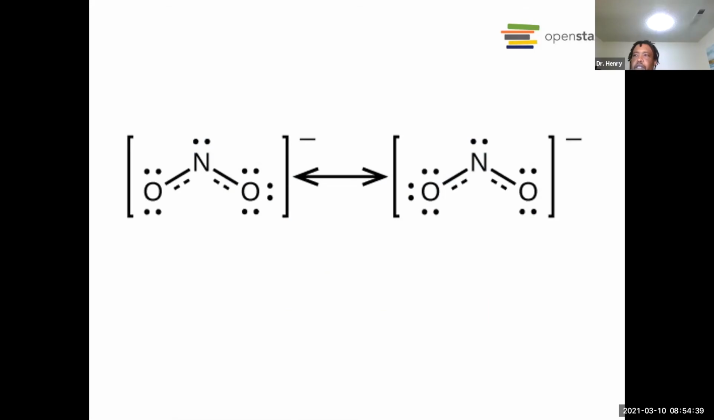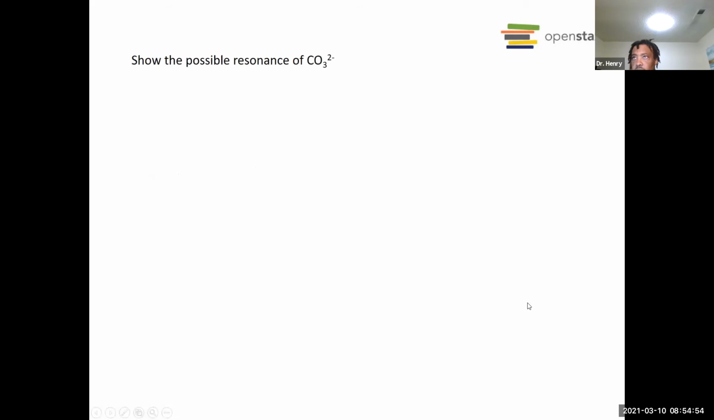Okay, so we talked about the resonance structures. This is one way of drawing the resonance structures, where you just have the two arrows between it, representing that the double bond could be on either side. Okay, so what is the possible resonance structure of carbonate?